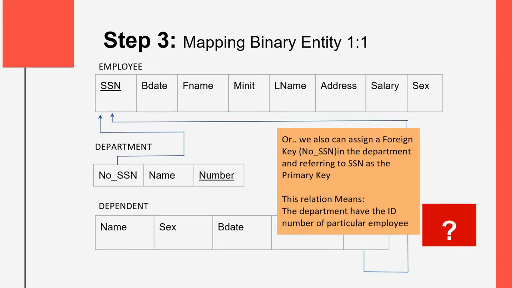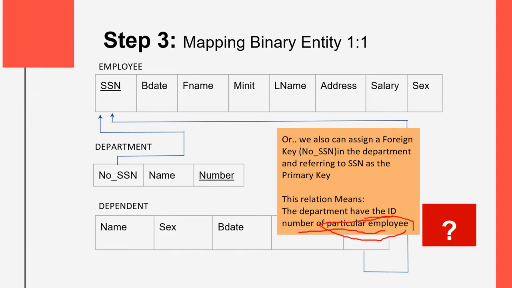Okay, how about this relation, if we put the foreign key at the department, which refers to the primary key in the employee? What will this mean? This relation means that the department has the ID number of a particular employee. So that particular employee is the manager. So the department has the ID number of a particular employee.